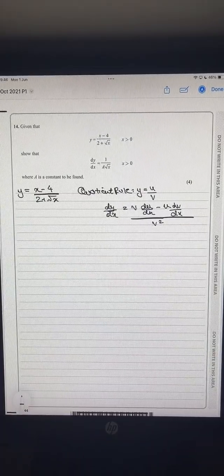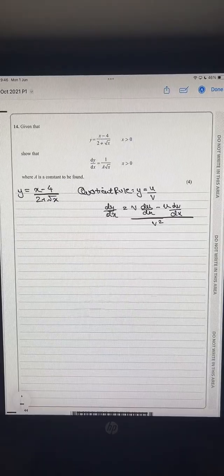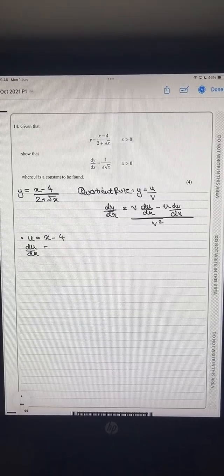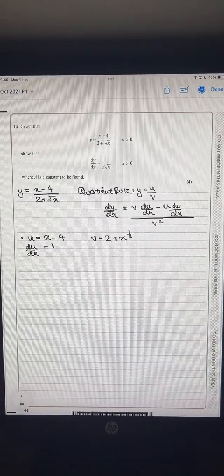Okay, cool. So all I need to do is sub in. I like to work them out separately on top first. So u equals x minus 4, so du by dx is equal to 1. V is going to be equal to 2 plus x to the half, because root x is x to the half.